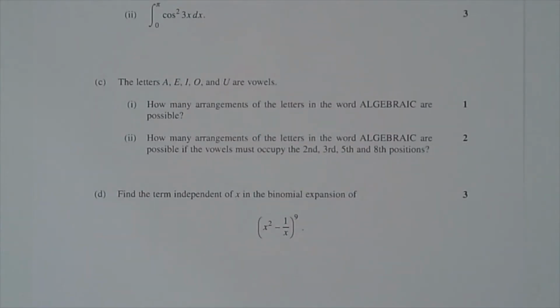Question 2c. The letters A, E, I, O and U are vowels. Part 1. How many arrangements of the letters in the word algebraic are possible?